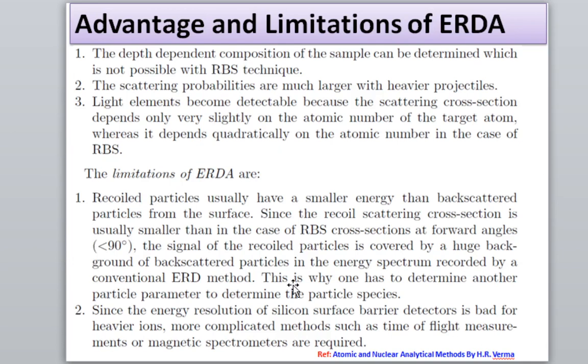Since the energy resolution of silicon surface barrier detector is bad, or for heavier ions, more complicated methods such as time of flight measurements or magnetic spectrometers are required to detect the light elements. But nowadays at IUAC, New Delhi, if we do the RBS, they have developed their own position sensitive detectors. They use the position sensitive detector to detect the light elements.